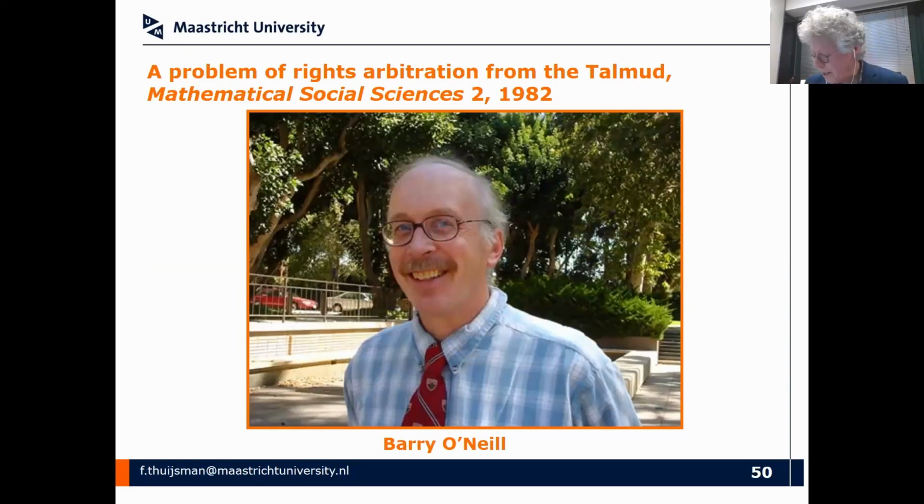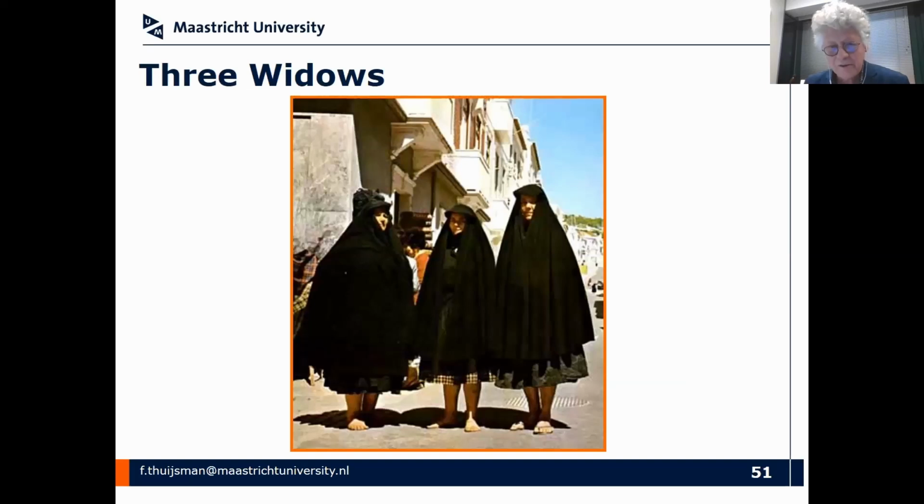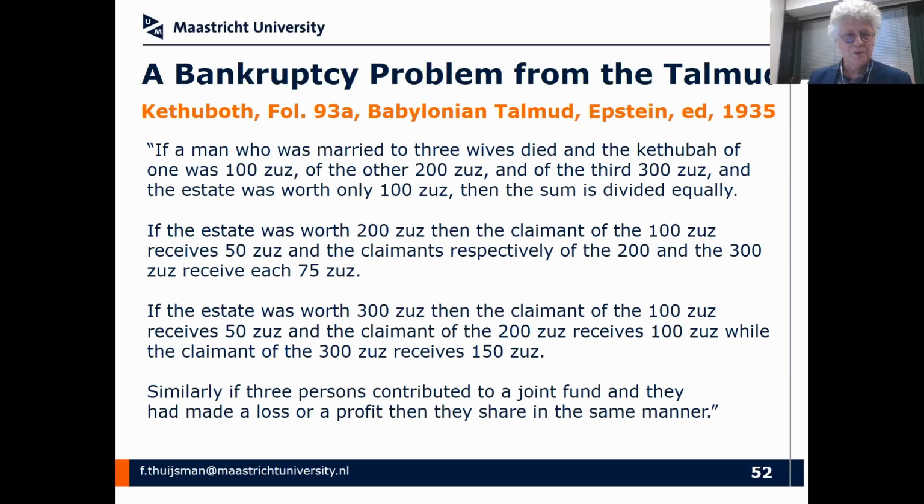And I'm now taking you to a game that derived from the Talmud, because Barry O'Neill came across this story in the Talmud. The Talmud is like the Jewish book of law around the year 0. So it's a book with many examples on how to solve conflicts. And Barry O'Neill came across a very fascinating story about 3 widows that were all married to one and the same man, and the guy died. And then these widows are going to quarrel because one was married a much longer period than the other one. One invested more than the other one. And the Talmud explains how to solve the division problem, how to divide the estate among the 3 widows.